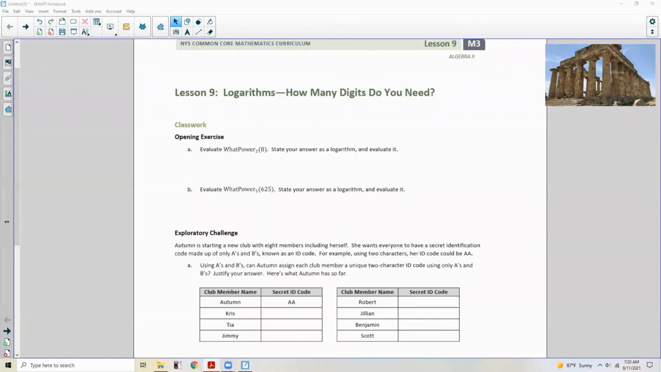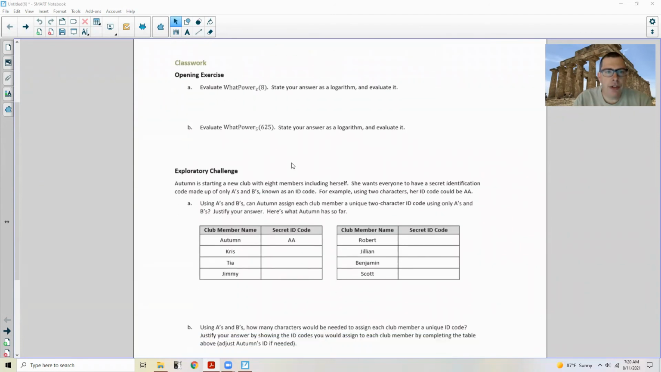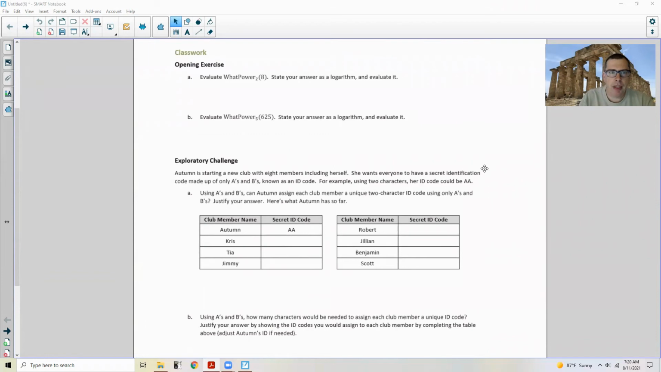Lesson 9, Logarithms. How many digits do you need? Okay, classwork opening exercise is just a couple of practice problems from Lesson 8. So pause the video, see if you can do these, and then we'll come back.